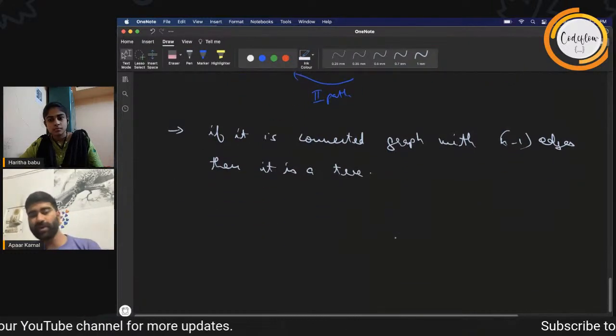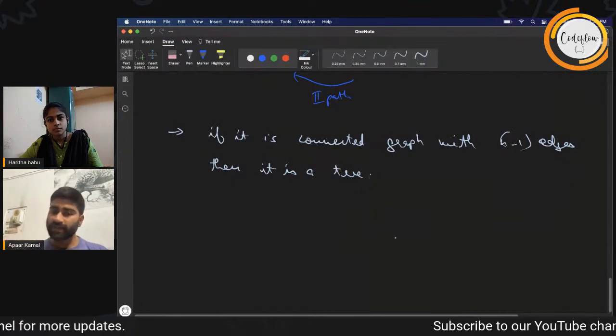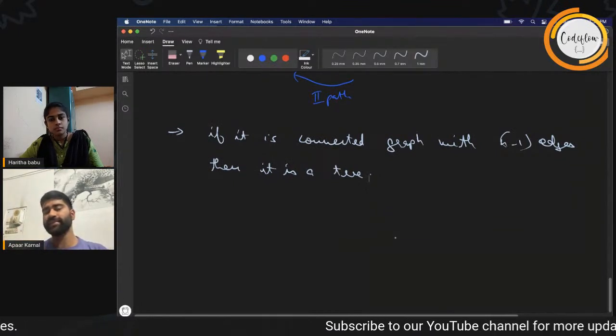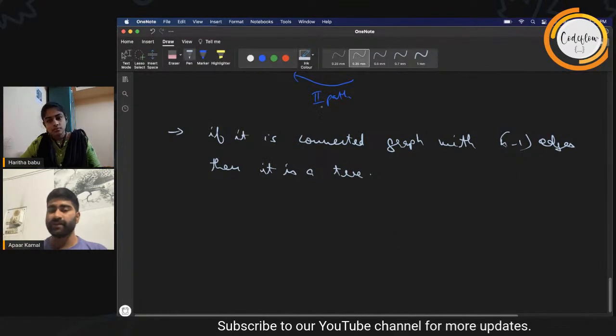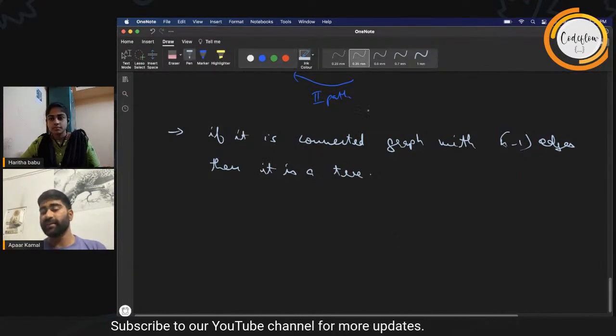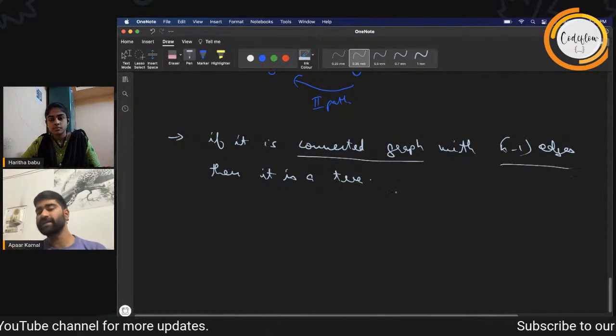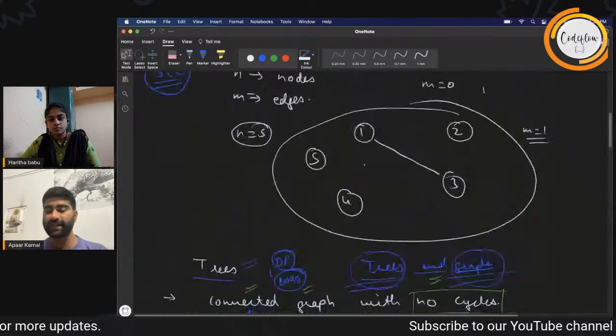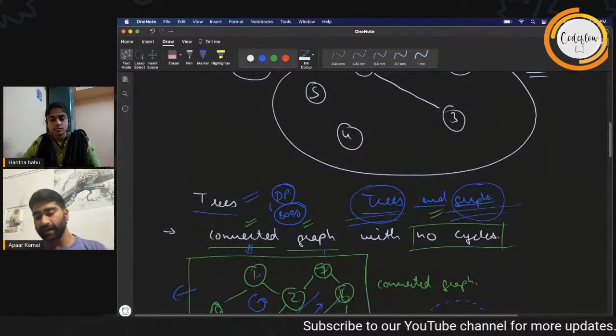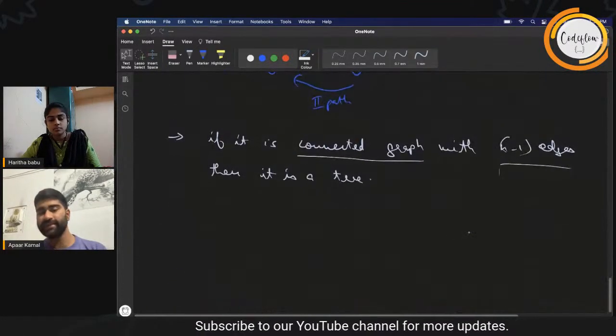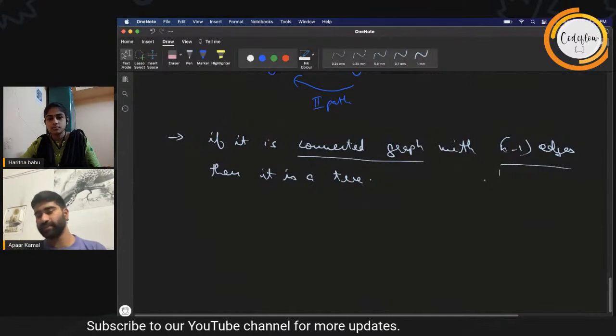Cool, guys. So I hope you are getting this point. If it is a connected graph with n minus 1 edges, then it is a tree, right? Both of these are compulsory. Writing connected graph is compulsory and writing n minus 1 edges is compulsory. So this is the second definition of trees. The first was connected graph with no cycles. The second is connected graph with n minus 1 edges.